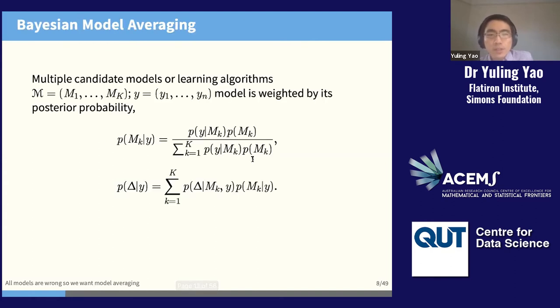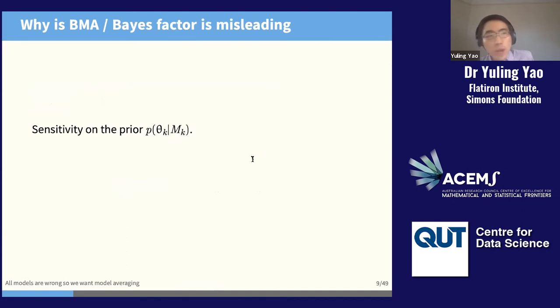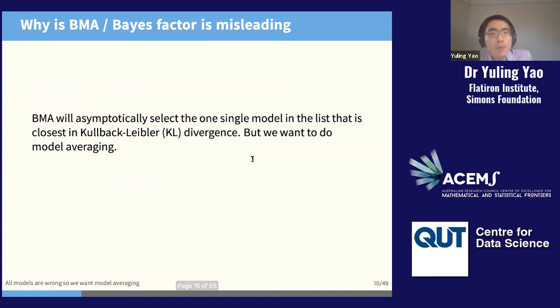It seems coherent because everything's derived from Bayes rule, but there are some undesired properties of Bayesian model averaging. One is that the method is really sensitive to the prior. It's not only the prior on the model list, it's also the prior within each model, because that's a problem of marginal likelihood. The marginal likelihood is sensitive to the prior. That's problem one. Problem two is that BMA will asymptotically select one single model in the list that is closest to the true data generating process. So in this sense, asymptotically Bayesian model averaging becomes model selection, which is bad because we want model averaging and we know none of the models is correct. So there's no reason that we want to concentrate on one model eventually.